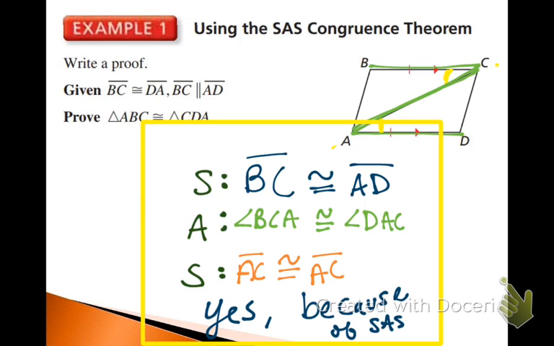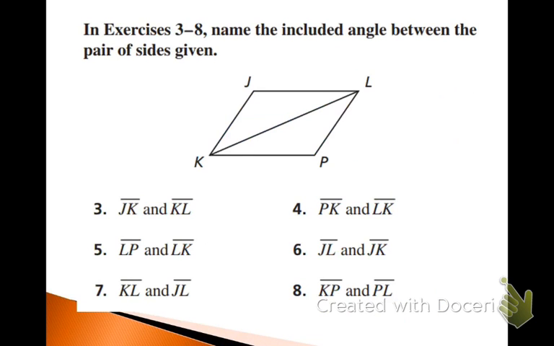This next section will be on the classwork for tomorrow, and it will be on the quiz and the test. We're moving on to the next section. Name the included angle between the pair of sides given. So again, what does included mean? Between. It means between. So between my two sides, this would be where you would want to draw on your picture. So we have line JK and line KL. What angle is wedged between them?